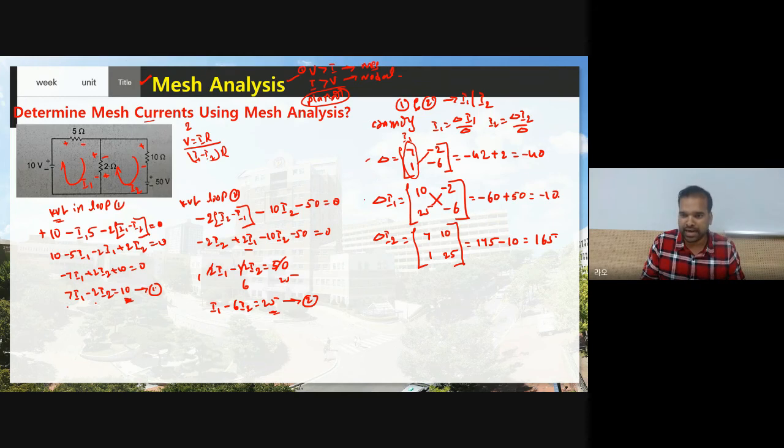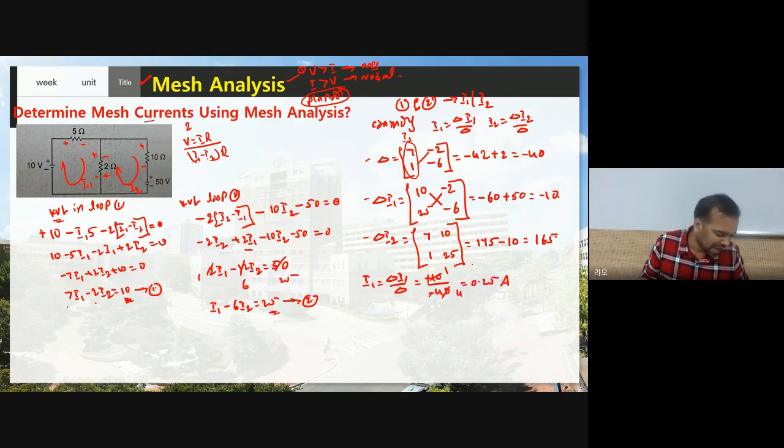Now you know delta I1 and delta I2. Let us find I1. I1 equals delta I1 by delta. Here delta I1 is minus 10, and delta is minus 40. Therefore minus minus will get cancelled, and 10 ones and 10 fours. Therefore I1 equals 0.25 ampere. Therefore I2 equals delta I2 by delta, whereas delta I2 is 165 and delta is minus 40. If you cancel this, you will get minus 4.125 ampere. Okay, clear.